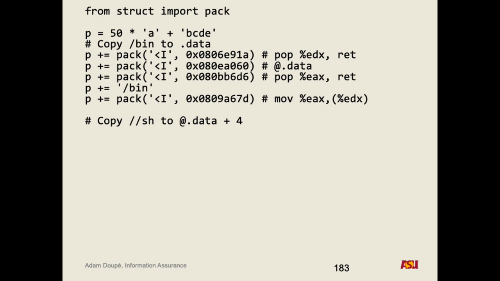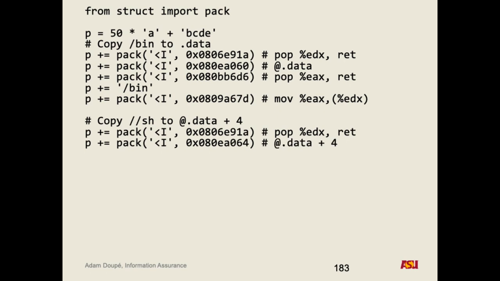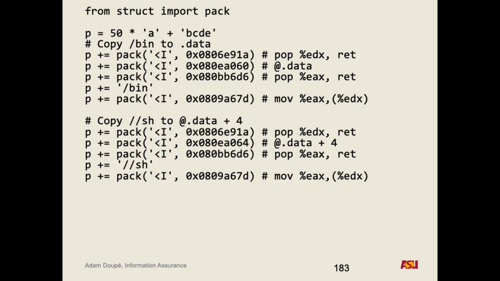So we do exactly the same thing. Two things are different. One, do we want to copy this to the address of .data? No, because there's already 4 bytes there of /bin. We want to do the address of .data plus 4. And we're controlling this, so that's the gadget, and then we have the address of .data plus 4. So this is 64, that's 60. Then we do our pop EAX gadget, we do //sh, and then we do our gadget again to move EAX into where EDX points. Now we finally have the string /bin//sh in memory.